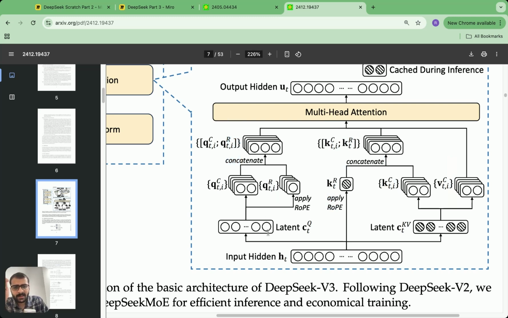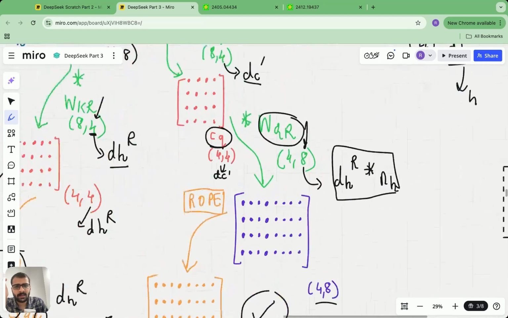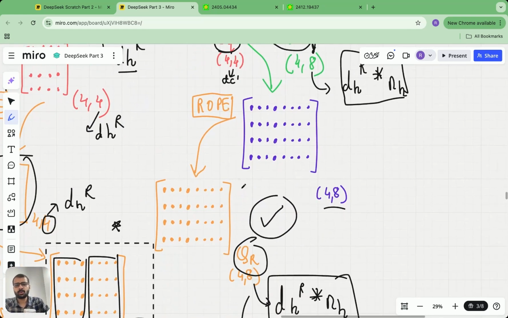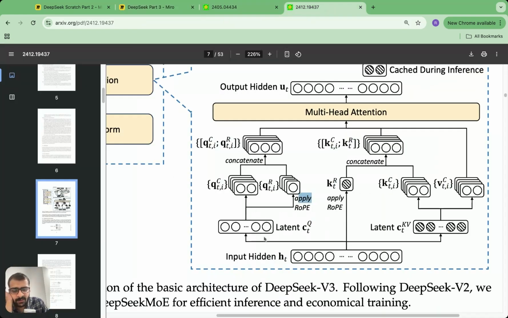That's what's shown with this concatenation, right? And in the query part, there is one more thing. In the query, you do the down projection. So first you get the CQ and you apply rope to CQ to get the QR part. So if you remember what we did in here, we apply rope to CQ to get the QR, so to the down projected query. That's what's shown in this part. We first get the down projected query, we apply rope by multiplying with WQR, and then we get QR. And then we concatenate QC and QR.